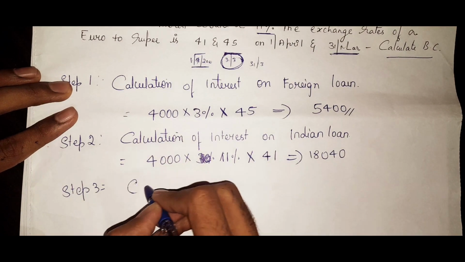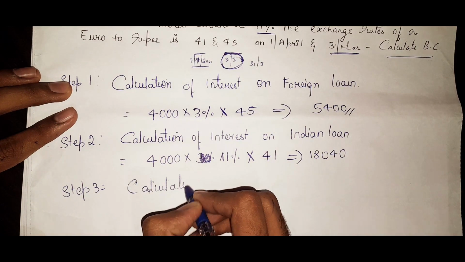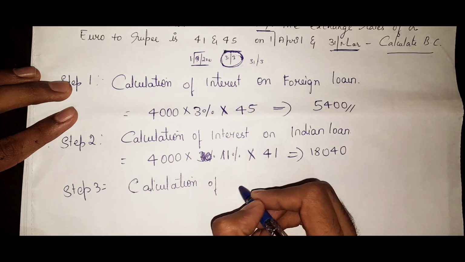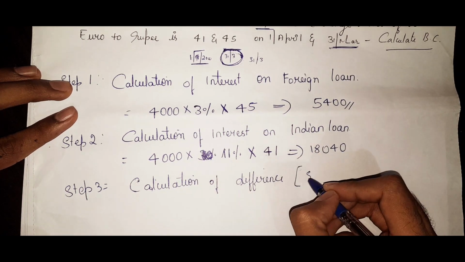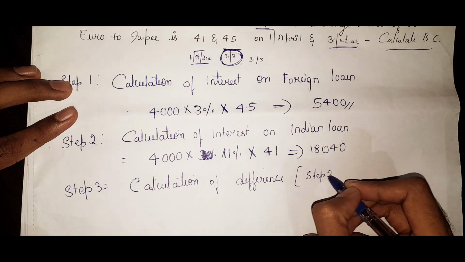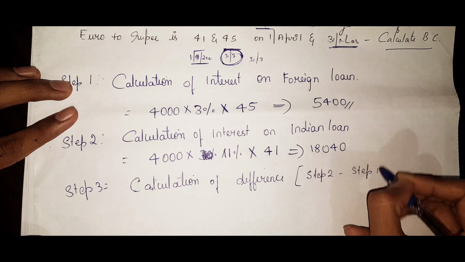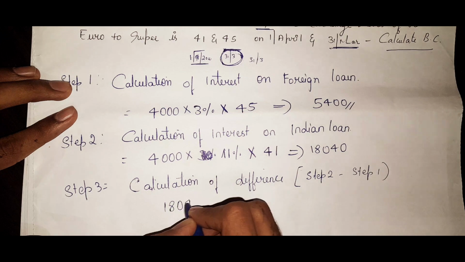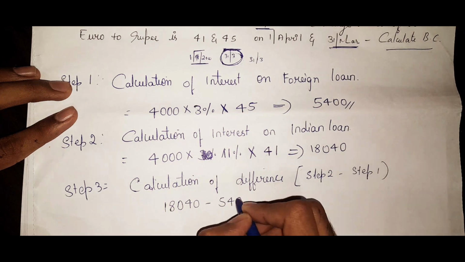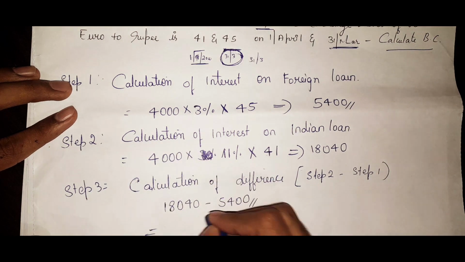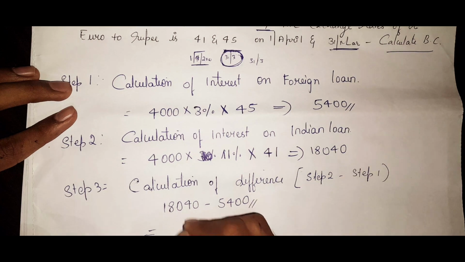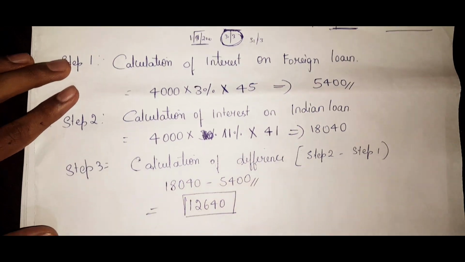Next, step number 3. Step number 3 will be calculation of difference. So simple formula will be step 2 minus step 1. Step 2 is 18,040. Step 1 is 5,400. If you minus this both, you get the difference amount, that is 12,640 is the difference amount.